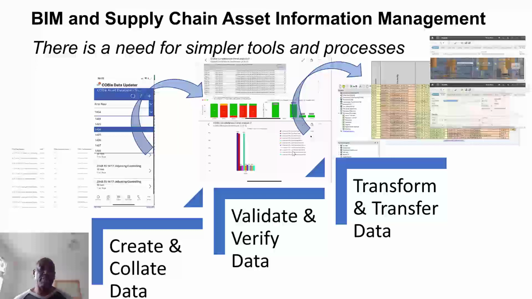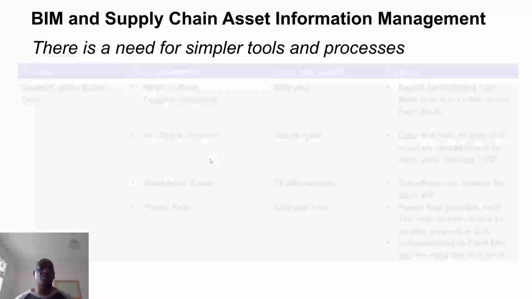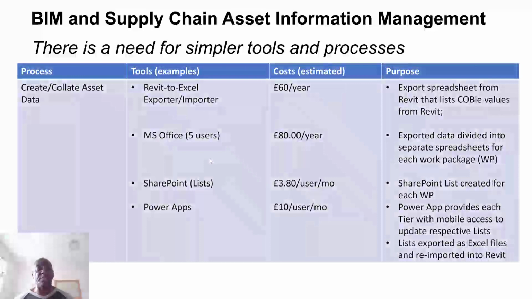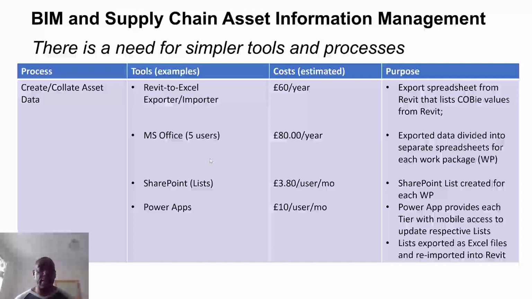So as that being the basis, what I'd like to do is go through an example of each aspect of those processes. When it comes to creating and collating the asset data, if I'm in a tier 3 or tier 4 position, perhaps it's easier for me to think about exporting and importing the data between Revit and Excel. I'll assume that the other tiers of the supply chain, for instance, the electrical subcontractor, would take responsibility for the modeling side of this.